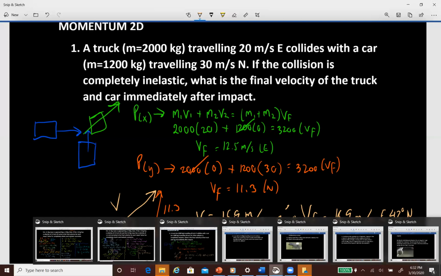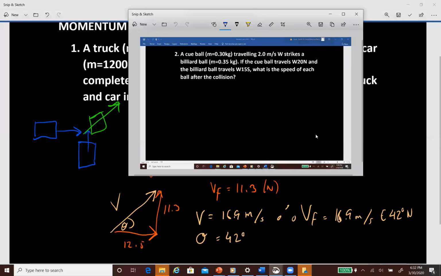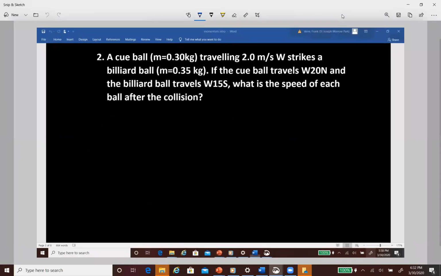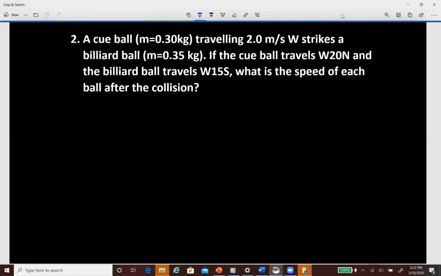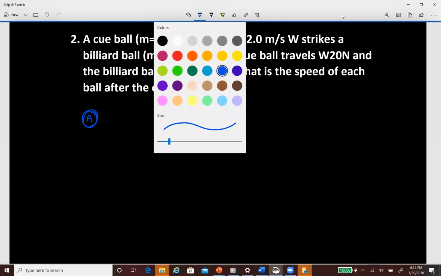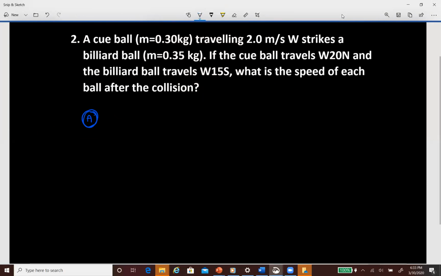The next question is two-dimensional, but completely elastic. But actually, because it's two-dimensional, we're going to use a different trick to be able to solve the answer to this question. So we have a cue ball traveling. So here's my cue ball. We call that ball A. Actually, the cue ball should be black, but you want to see it traveling and hitting another ball. Call that ball B.